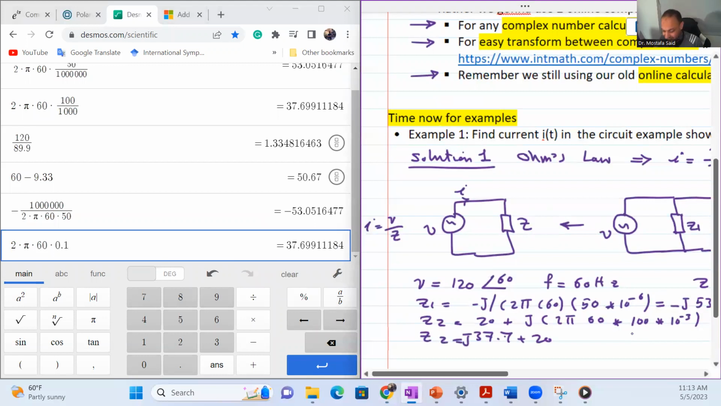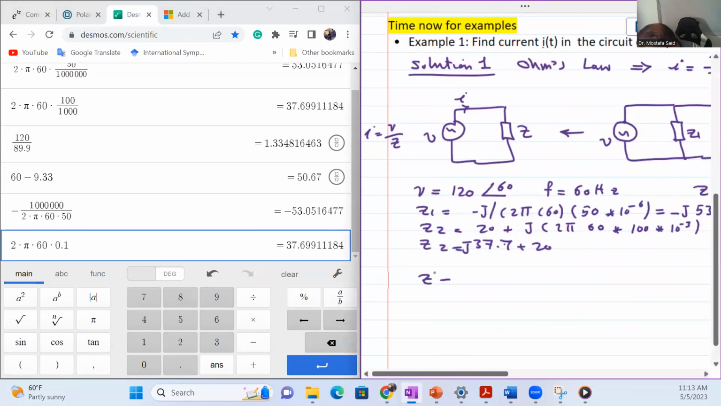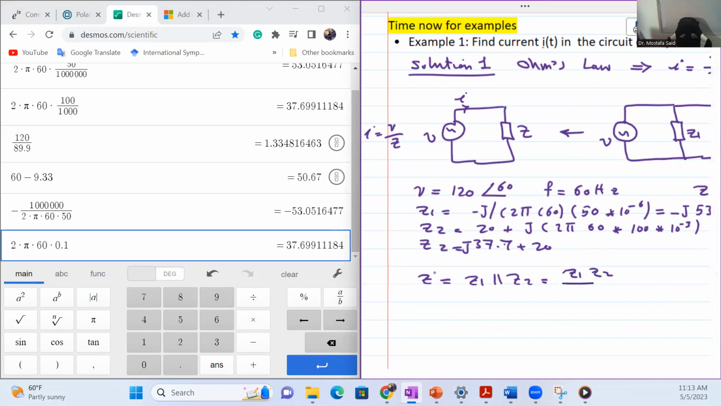Don't forget that. Okay, so we have Z1 and we have Z2. Now we can do Z. Z is actually, as we said, Z1 parallel with Z2. What we learned in the DC, multiplication over the addition. So Z1 over Z1 plus Z2.